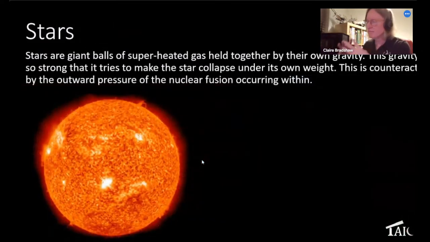So again, basic 101. Stars are superheated gas held together by their own gravity, and gravity is in this constant battle with the star over billions of years, trying to squash it down, whereas nuclear fusion is constantly pushing out in all directions to keep this shape. And this occurs over billions and billions of years.